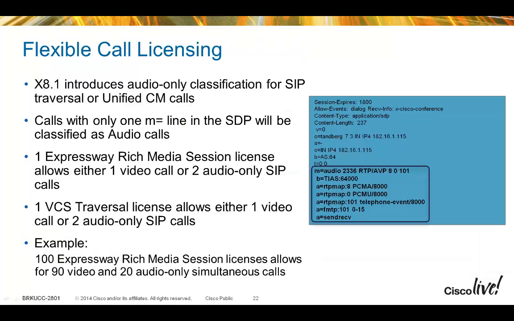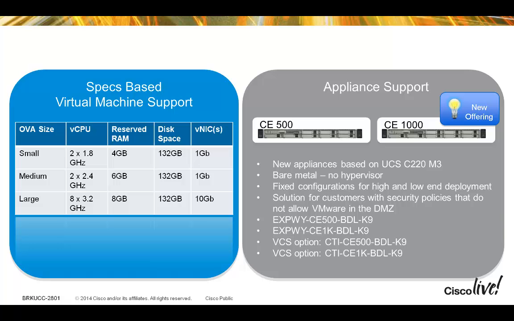All right. This is a minor thing, but we have this new flexible call licensing with X8.1. If the call turns out to be SIP audio only, basically you can get 2 calls for the price of 1 rich media session. So anyways, this is a minor detail. You'll see this play out here in the scalability charts.